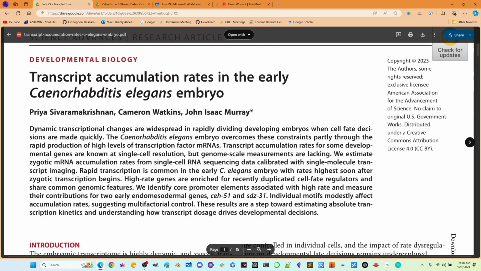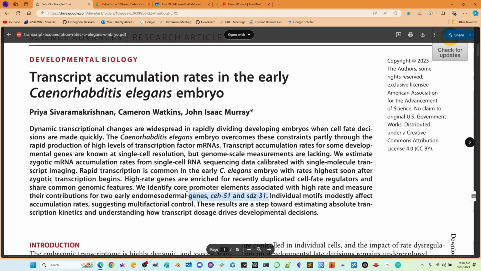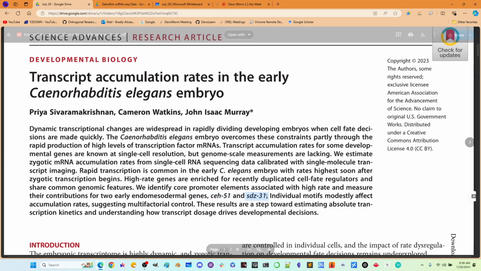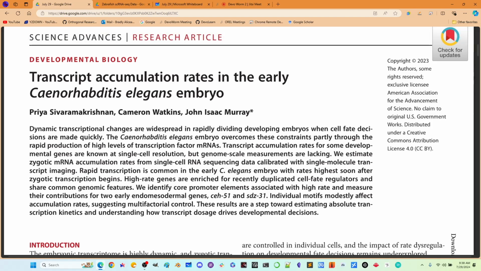We identify core promoter elements associated with high rate and measure their contributions for two early endomesodermal genes, CEH51 and SDZ31. So these two genes are involved in endomesodermal sorts of things, so early tissue specification. Individual motifs modestly affect accumulation rates, suggesting multifactorial control. So this is where we have motifs of genes and how they affect accumulation rates. So that means, I guess, that genes have to be regulated together, and maybe there's some sort of multifactorial control.